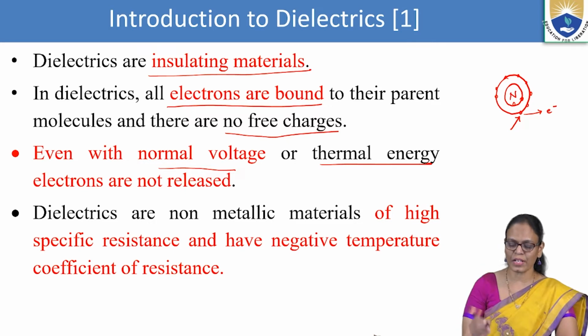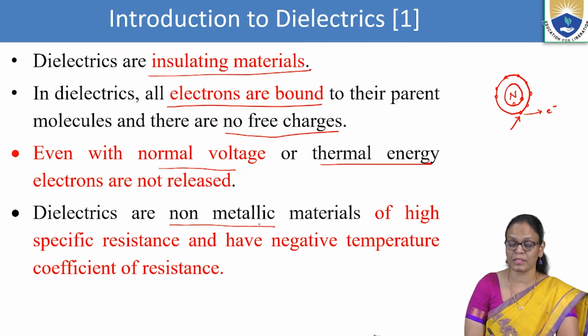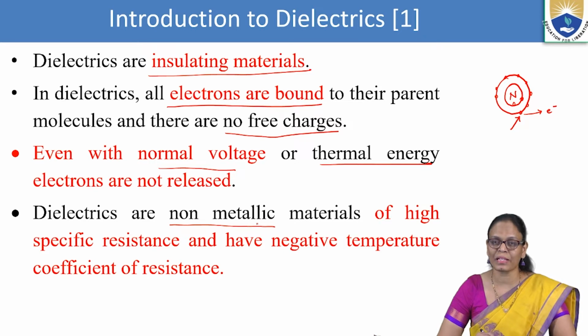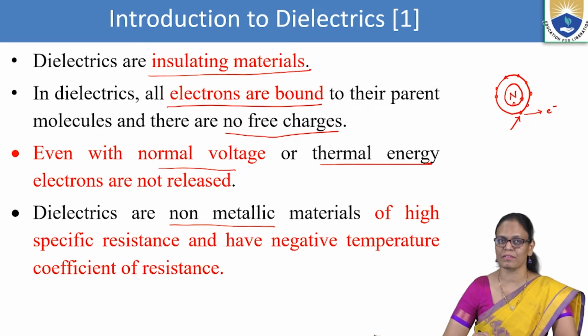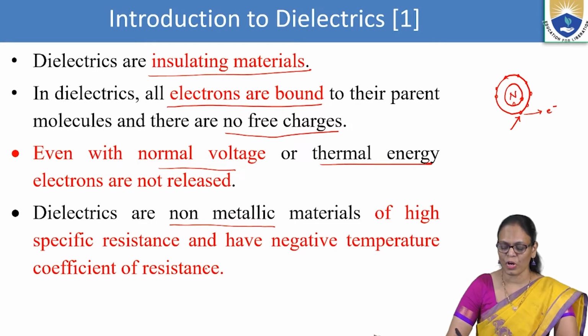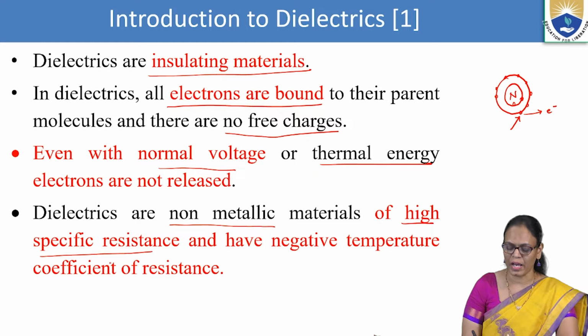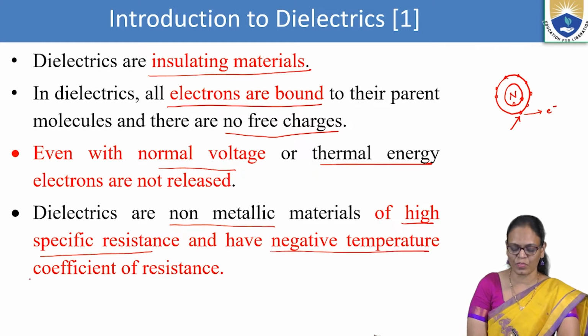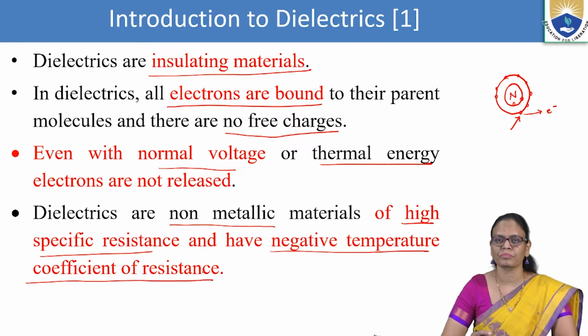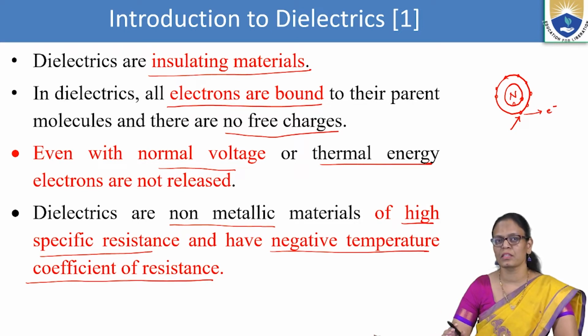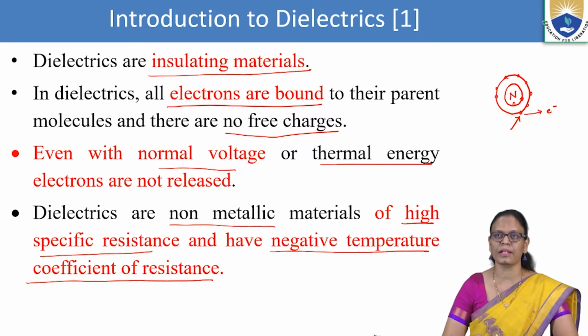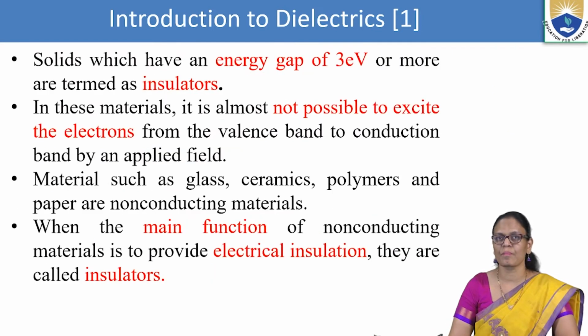And the dielectrics are non-metallic materials. They are not metals. Metals, if you see, are very good conductors. So dielectrics are non-metallic materials of high specific resistance. They have very high resistance and a negative temperature coefficient of resistance, meaning as the temperature increases, the resistance decreases. This is what we need to understand about dielectrics.